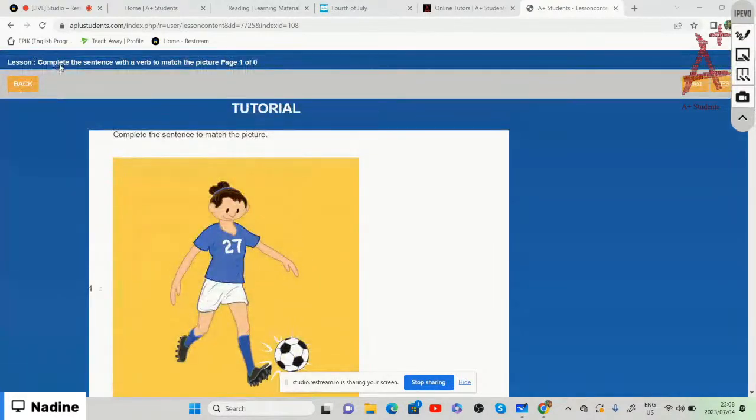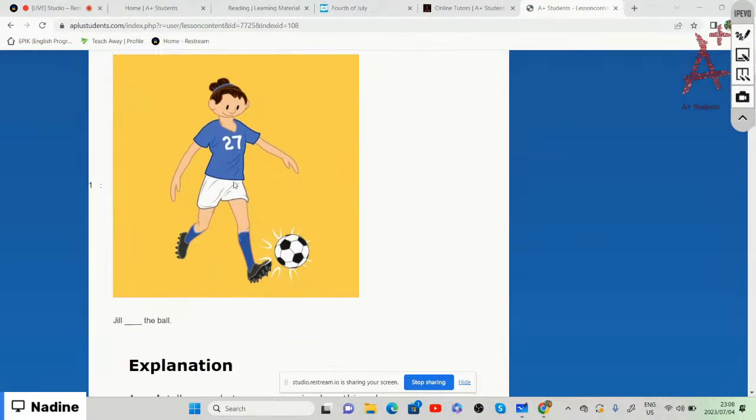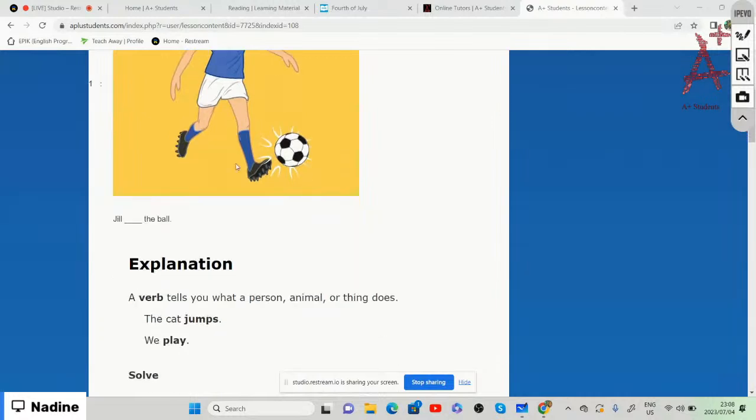So in our lesson, it says we need to complete the sentence with a verb to match a picture, right? They didn't necessarily say which verb. At the moment, they're just saying the verb to match the picture. But further on, we will see what the actual verb is. But for now, it is either kick or kicked, as well as play. One of those is the verb.